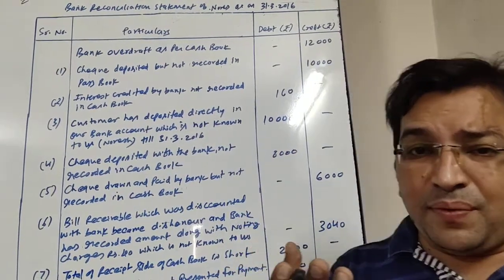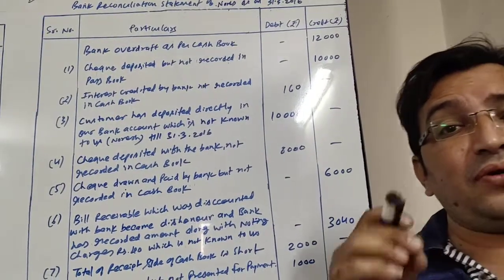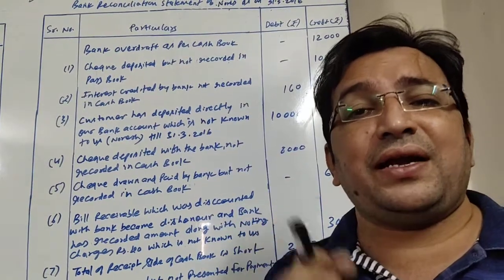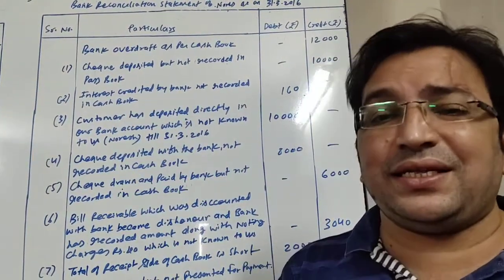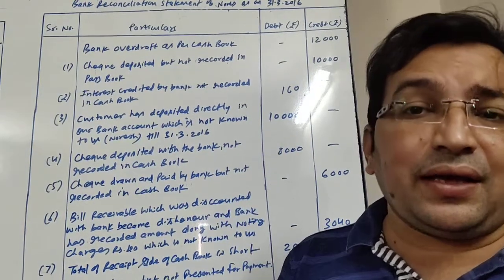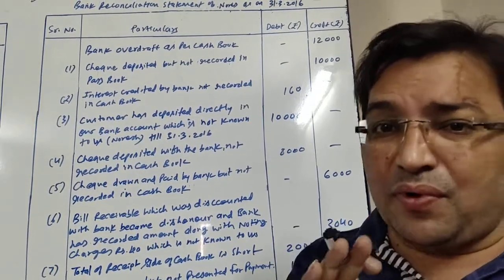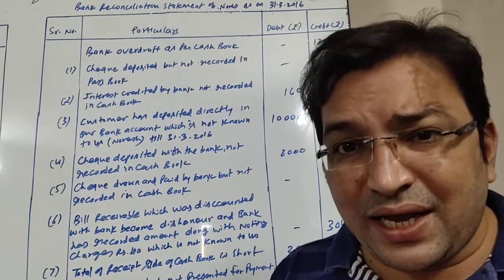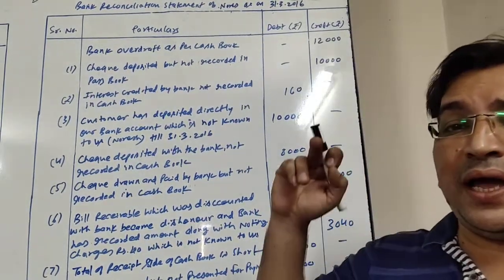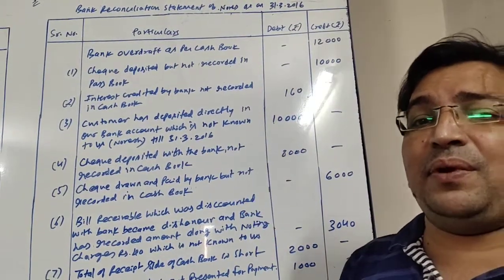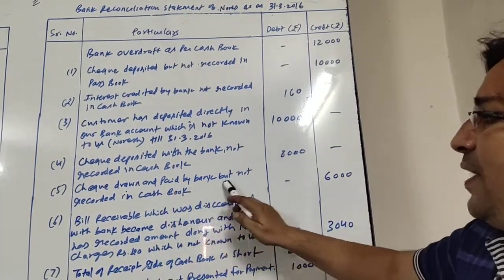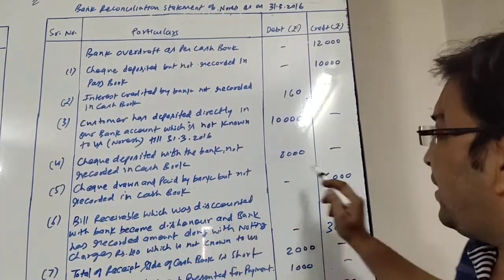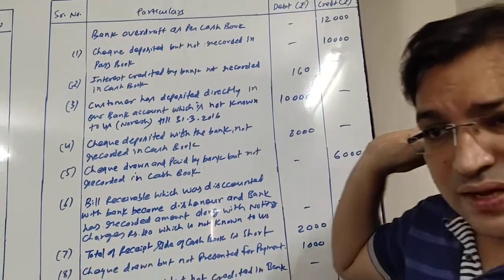Now, left to be recorded in the cash book. Suppose we want to record it in the cash book, we will be crediting it because by issuing a check our bank balance decreases. So we have to credit in the cash book. Now it has not been credited in the cash book till now. So in our bank reconciliation statement we will be crediting this amount. So here it is, check drawn and paid by bank but not recorded in cash book, rupees 6,000.